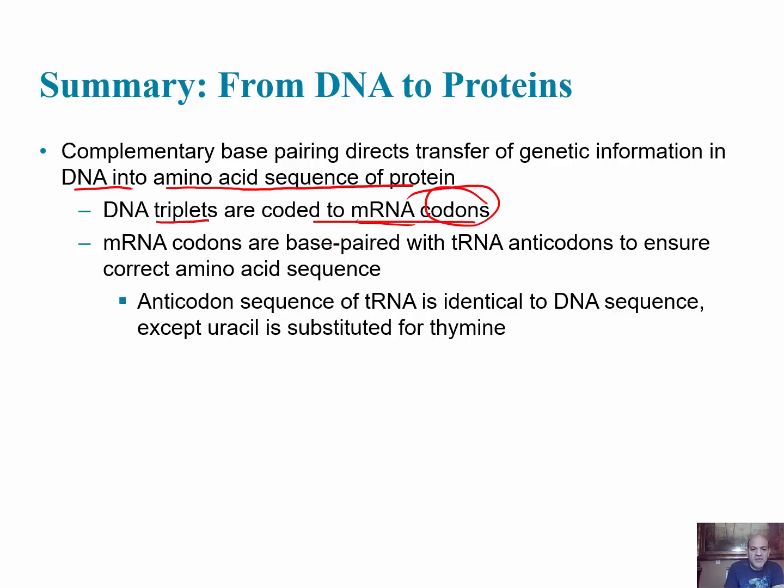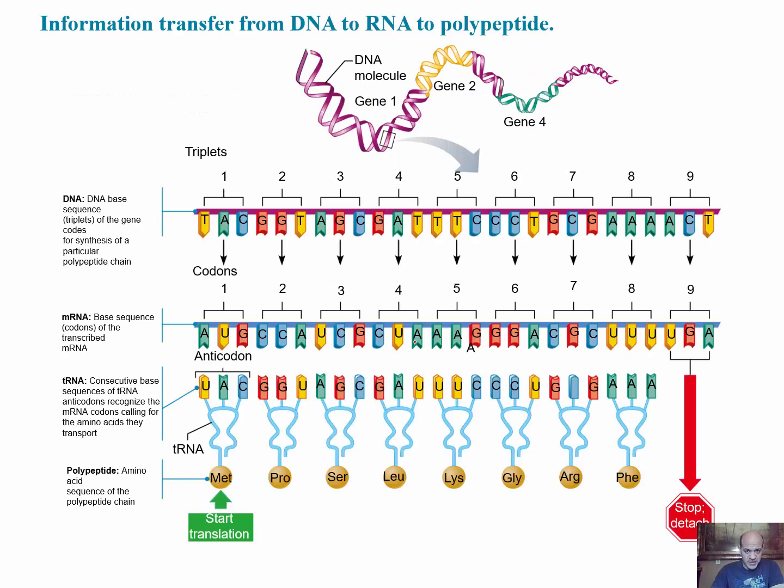The mRNA codons are then going to be base paired with the tRNA anticodons to ensure that the correct amino acids are brought in so we get the right sequence. The anticodon sequence on the tRNA then is going to actually look identical to the DNA sequence, except that uracil is substituted by thymine. So let's take a look at the overall summary without showing all the other structures in there. So you start off with your DNA.